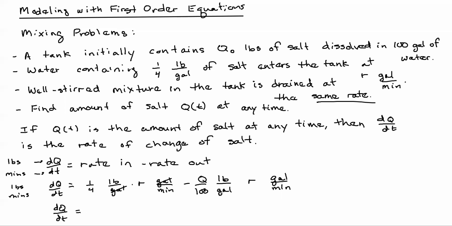And then at this point, you can cancel the gallons here. If we simplify this and just drop off the units, we get R over 4 minus R times Q over 100. And the result here is a first order differential equation that we can solve. So let's do that on the next page.